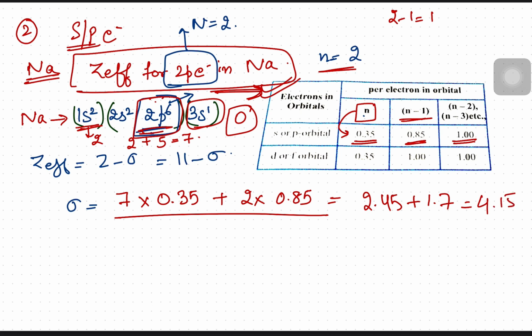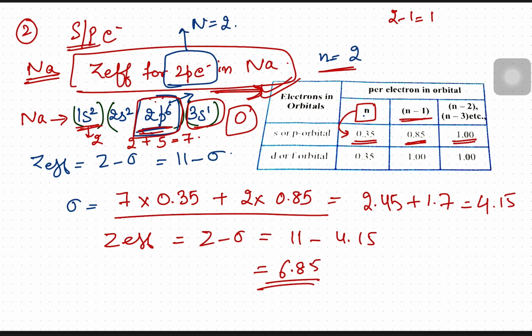So what is Z effective? It is Z minus sigma. Z is the atomic number. So you simply have to subtract 4.15 from 11. So the answer will be 6.85. So the Z effective for 2p electron of sodium is 6.85. I hope you got this.